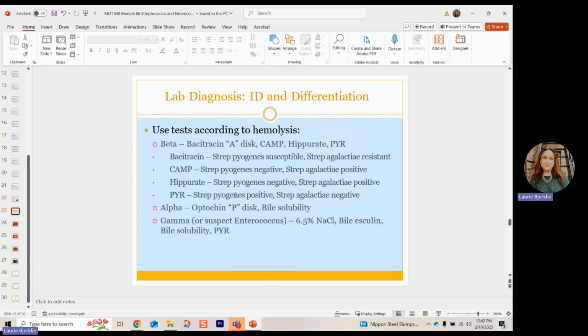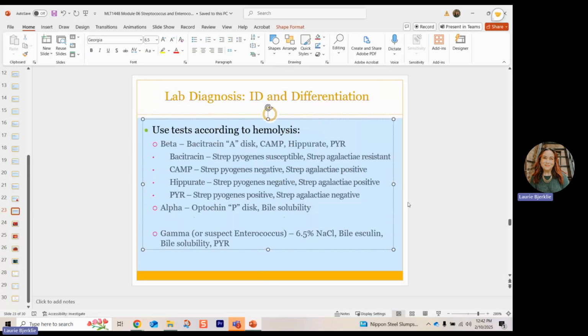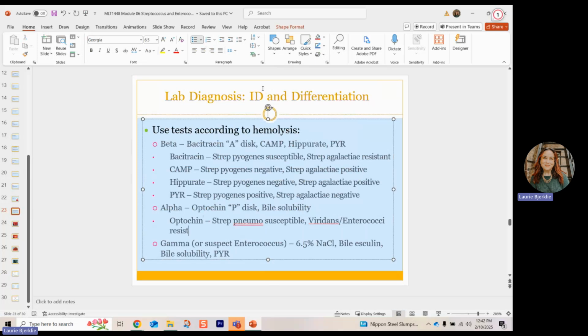So again, if we go back up to this slide here, under the alpha hemolytics, we already have discussed very much that Optochin P disc. Strep pneumoniae, I'm just going to put pneumo, is susceptible. The viridans group and enterococci, if you want to add that in here, are resistant.